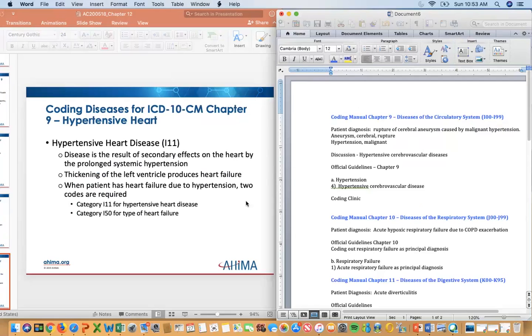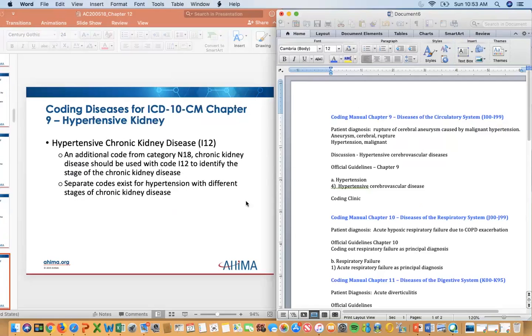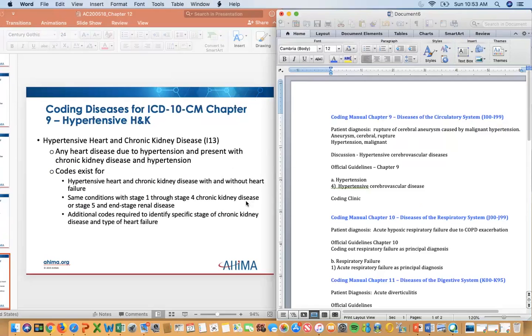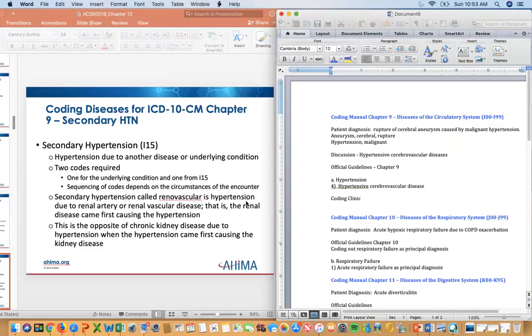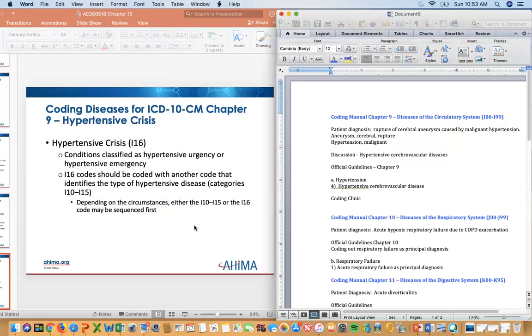Hypertension, malignant. What is the difference? Benign, malignant hypertension. In this chapter, they talk quite extensively about hypertension and renal disease. So we have secondary hypertension, obviously, due to another disease or underlying condition. So, excuse me, 2 codes are required for that. One for the underlying condition, and then you need to sequence that. So how do you do that? You go back to these guidelines and review. Once you hit a patient that has this case, then you're going back to these guidelines to understand.